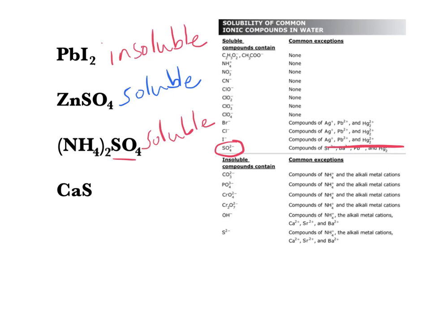And we got CaSO4. Okay, well, SO4 is down here, which is usually insoluble, but calcium is an exception, which means for calcium sulfate, it will be soluble.